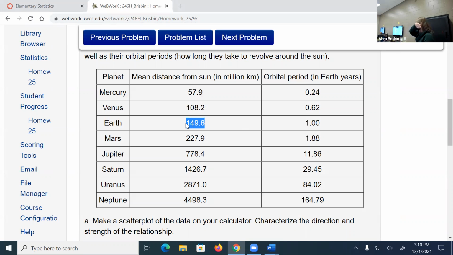So its distance from the sun is 149.6. Okay. Other questions about this problem? Should we finish this one? Sounds good. So we're taking this 149.6 and plugging it in for our x.